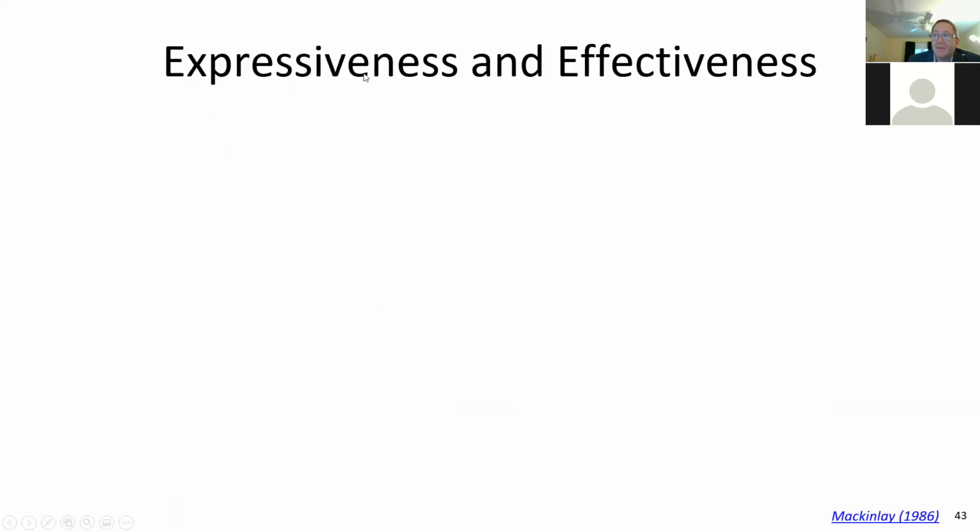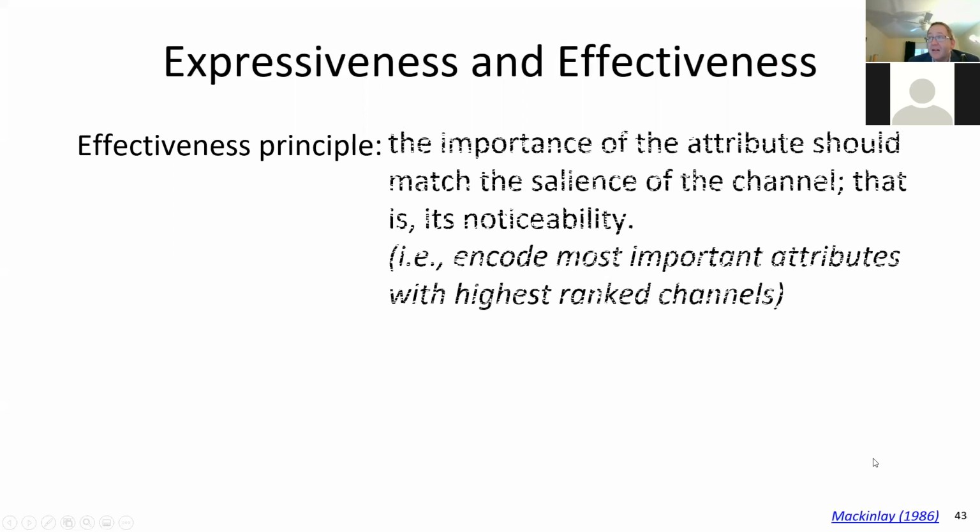The key is this principle, the effectiveness principle, and this is from Jacques Bertin, from 1986, so way back in the day: the importance of the attribute should match the salience of the channel. Essentially, if it's something important, put it on an important channel. If it's not important, put it on a less important channel, right? You have a limited number of channels. You have a limited number of things you can do. You have to make that choice between what's important and what's not.